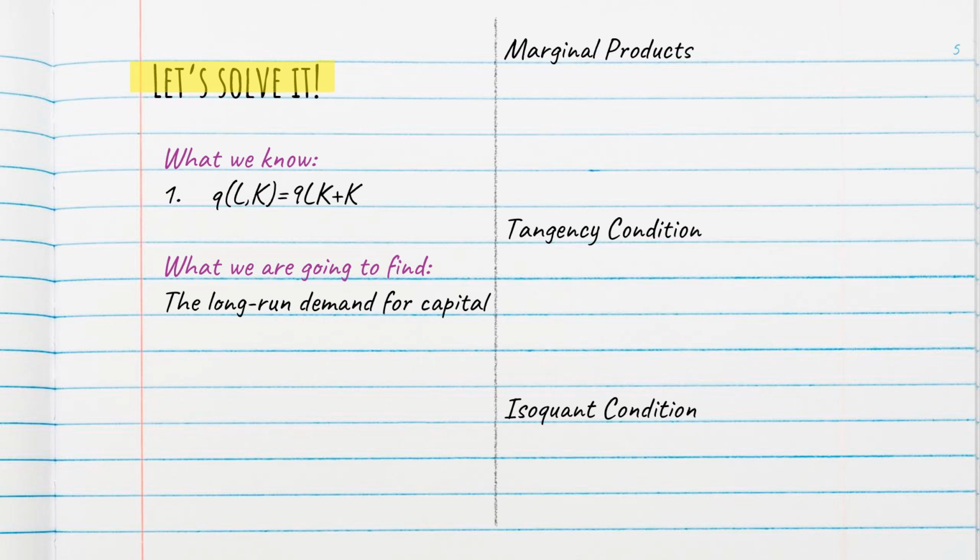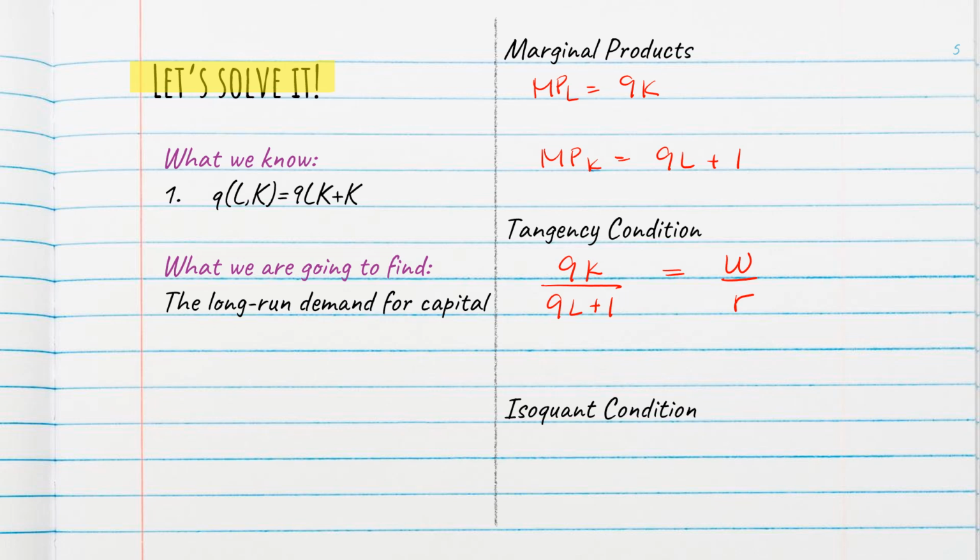So the marginal product of labor is the partial derivative of the production function with respect to L. That's going to be equal to 9K. And the marginal product of capital is the partial with respect to K, which will be 9L plus 1. From here, we can compute our tangency condition. So the tangency condition says that the marginal product of labor, which is 9K, divided by the marginal product of capital, which is 9L plus 1, has to be equal to the wage over the rent.